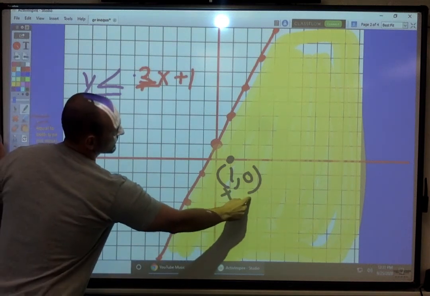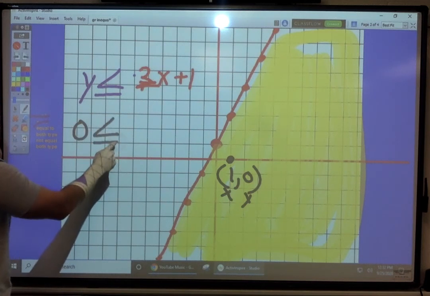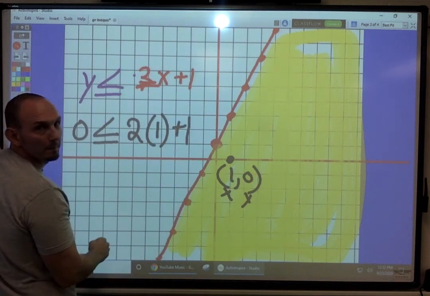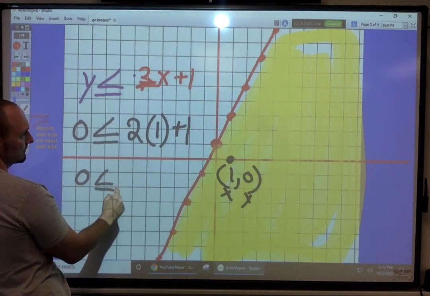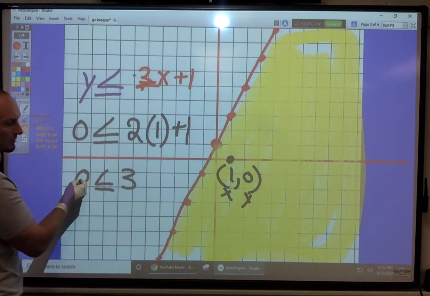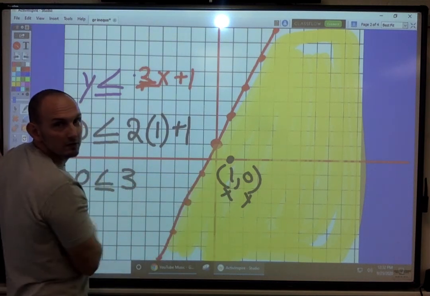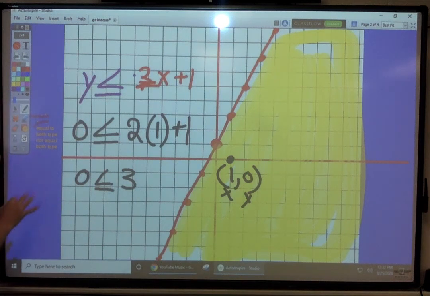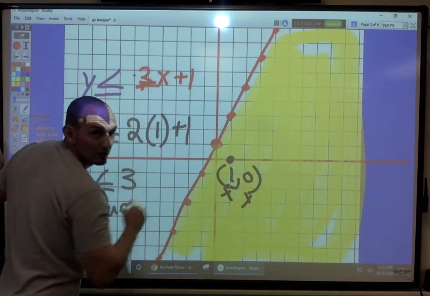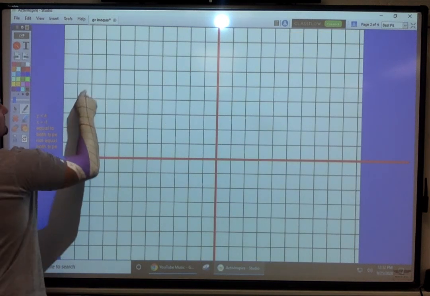I'm going to plug these numbers in and see if it's true. The x value is 1, the y value is 0. So is 0 less than or equal to 2 times 1 plus 1? Well, 0 is less than or equal to 2 plus 1, which is 3. Yeah, 3 is greater than 0 and 0 is less than 3. So this is a solution because it's true when I plugged it in. It works. This is a true statement. So that tells me this point is a solution.